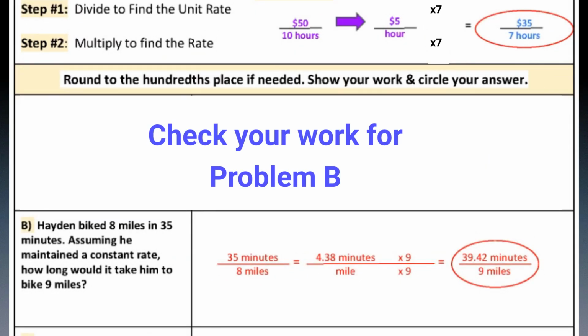For problem B, since we're looking for 9 miles, you should have miles on your denominator. The first thing to check is that you have 35 minutes divided by 8 miles. Once you get that, your unit rate is 4.38 minutes per mile. Check to make sure you rounded correctly. Once you get your unit rate, we multiply it by 9 and we get 39.42 minutes for 9 miles.